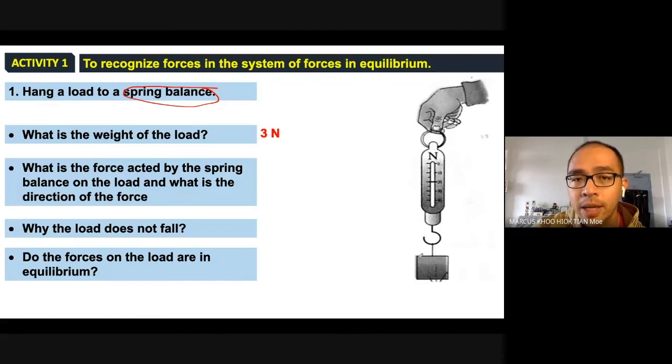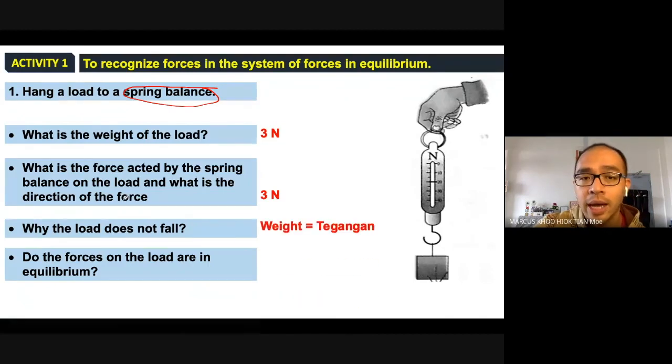Okay, now what is the force acted by the spring balance on the load, and what is the direction of the force? Okay, so the force is obviously 3 Newton. And we find that there is a force pulling it upwards, which is caused by this string. This string is pulling the weight upwards, with a force of 3 Newton also.